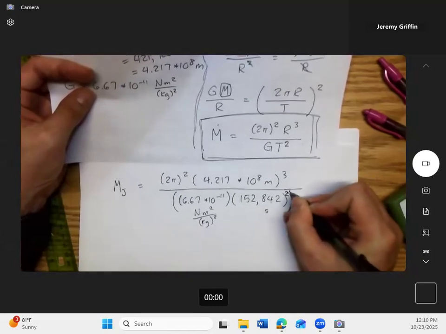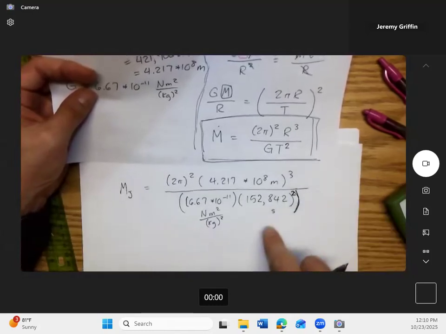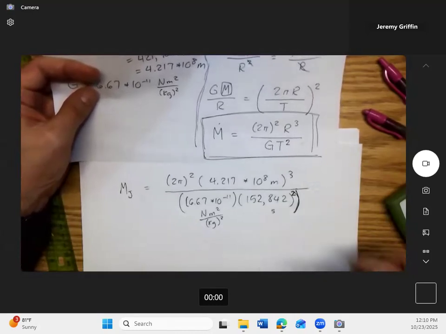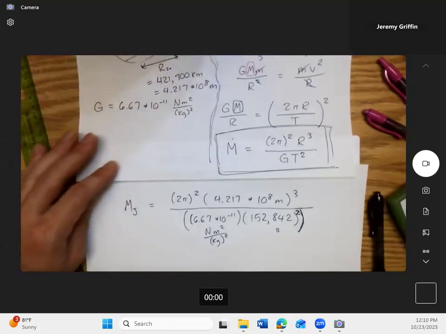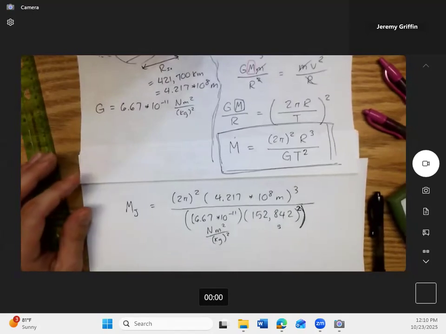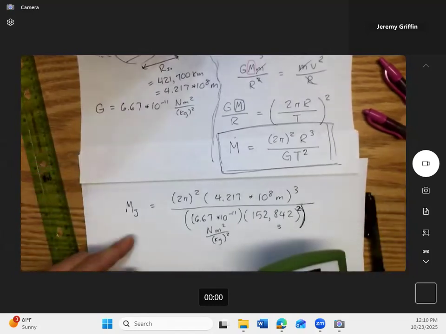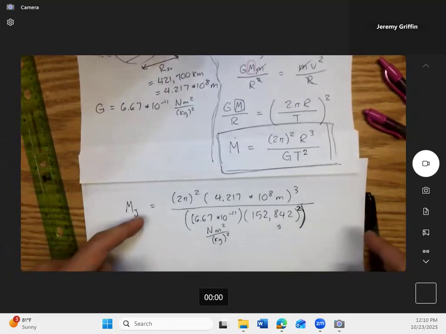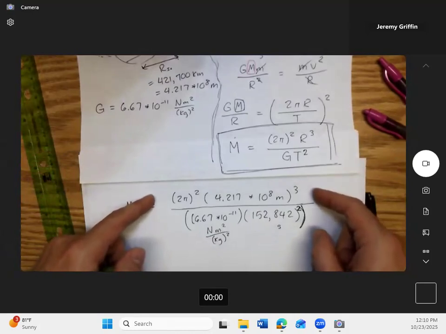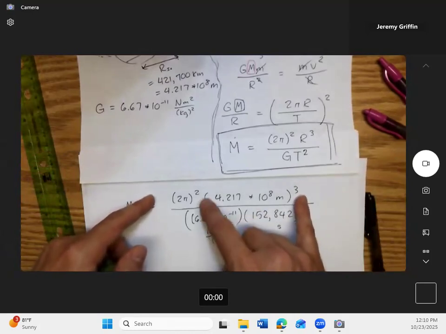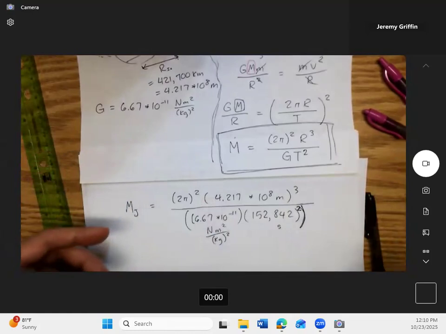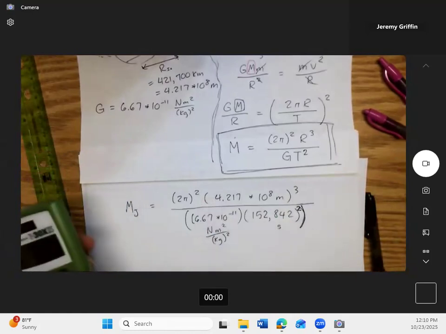Square all of that, times the imaginary, it's funny about. That should give me the mass of Jupiter. Okay, so the last step is, can you correctly plug this into the calculator? Can you communicate with the calculator? It's important that you get all the parentheses correct, the correct exponents on the correct group of parentheses, and the correct fractions where they go.